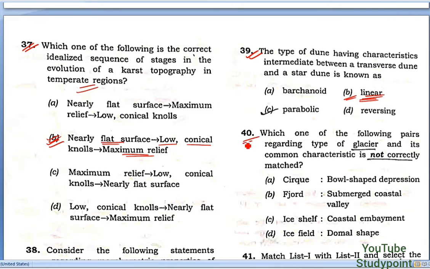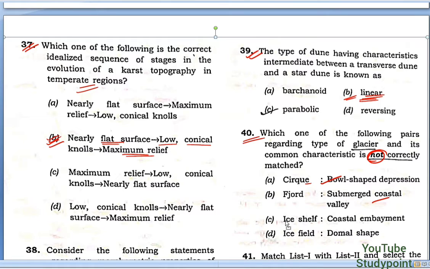Next one, question number 40. Which one of the following pairs regarding type of glacier and common characteristic is not correctly matched? Option A, cirque is a bowl-shaped depression. This is right. Fjord, submerged coastal valley. This is right. Ice shelf, coastal embayment. This is right. Ice field, domal shaft. This is wrong. The right answer is option D.